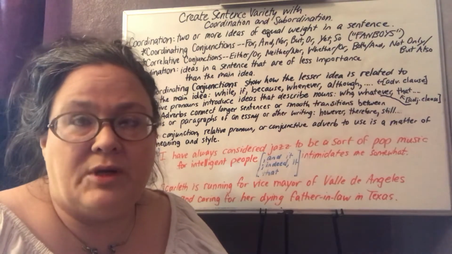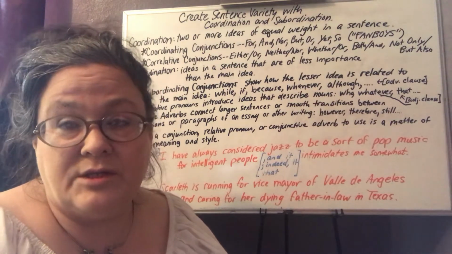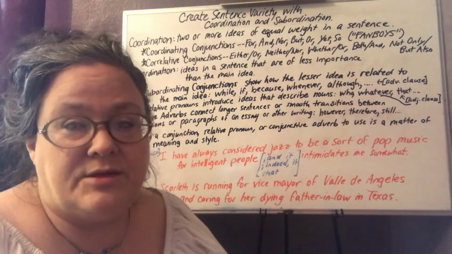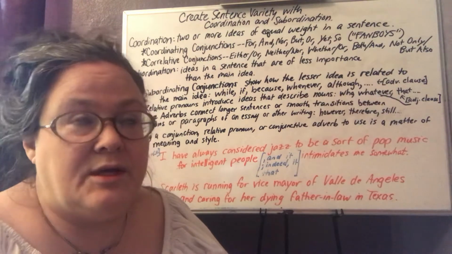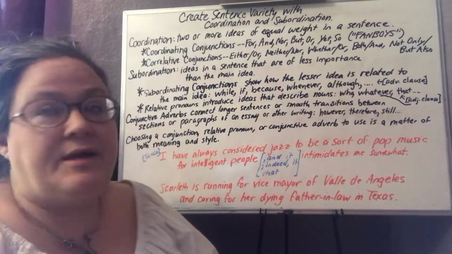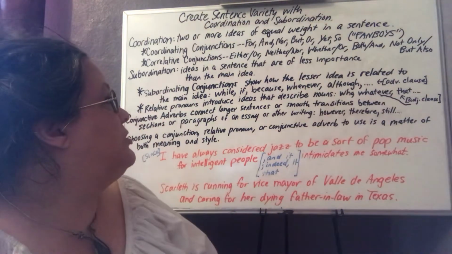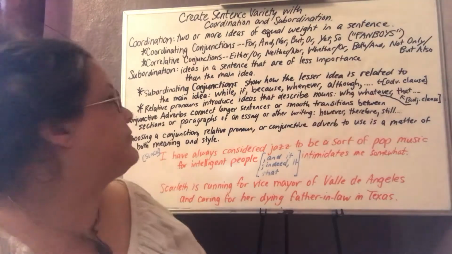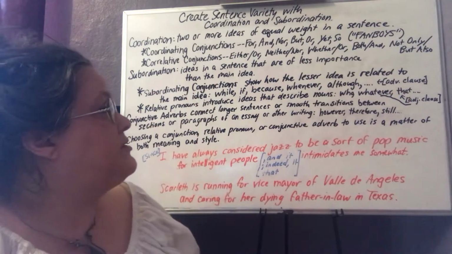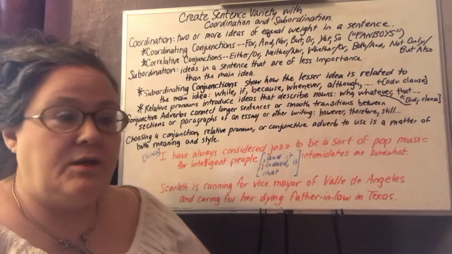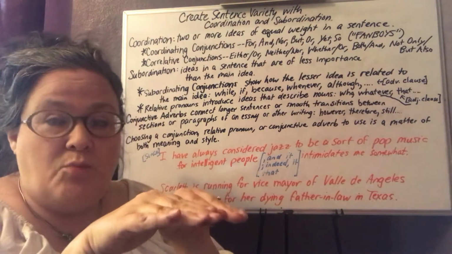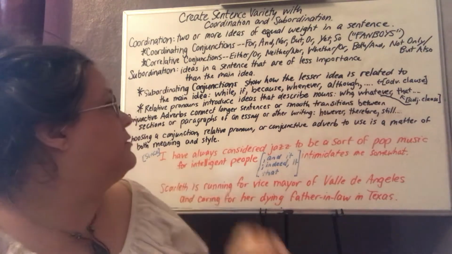But I wanted to talk to you a little bit about the theory behind subordination and coordination of ideas in sentences using these words called conjunctions and other words. So the idea is to create sentence variety in your writing using coordination and subordination. Coordination refers to two or more ideas of equal weight in a sentence. Okay, so we're going to put the same emphasis on both sides of the sentence.